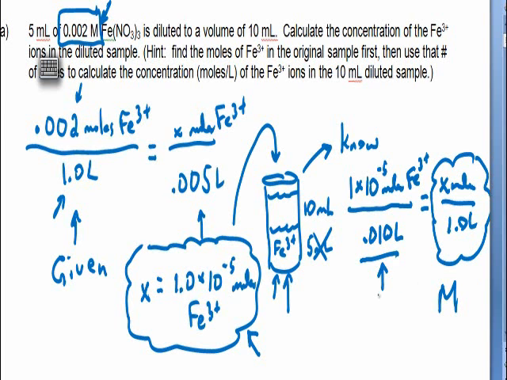Solving for our new concentration gives us 0.001 molar Fe3+ ions in the diluted solution.